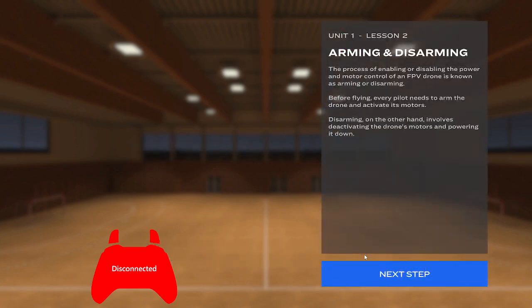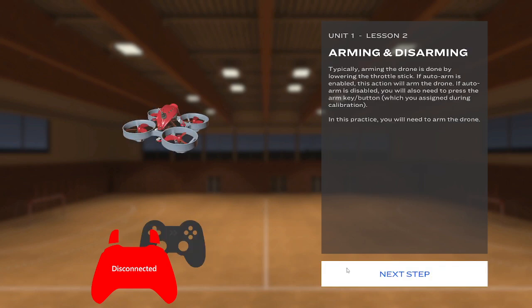Next. Arming and disarming. The process of enabling or disabling the power and motor control of an FPV drone is known as arming or disarming. Before flying, every drone pilot needs to arm the drone and activate its motors. Disarming, on the other hand, involves deactivating the drone's motors and powering it down. Typically, arming the drone is done by lowering the throttle stick. If auto arm is enabled, this action will arm the drone. If auto arm is disabled, you will also need to press the arm button.